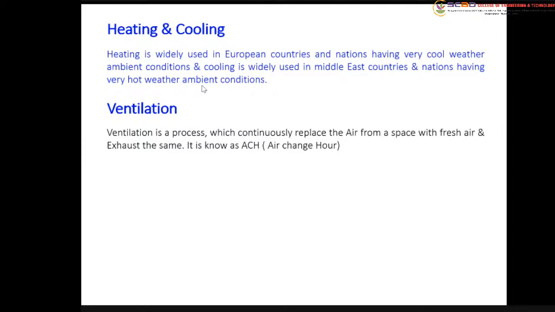So it is nothing but continuously replacing air from a space with fresh air and extracting the bad air from the room. So it's known as ACH, which is air change per hour. Okay. Now we come to air conditioning.